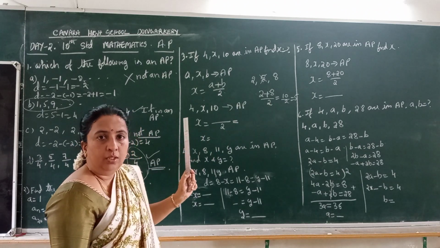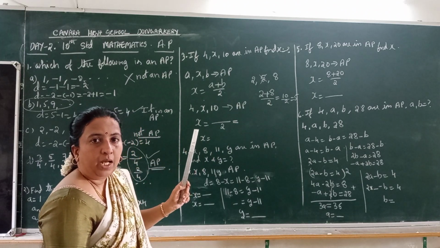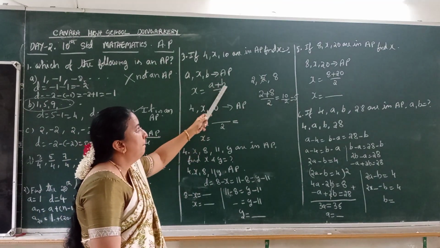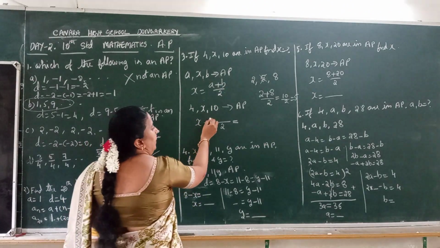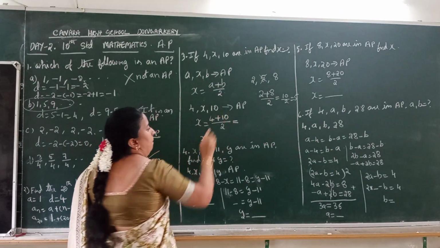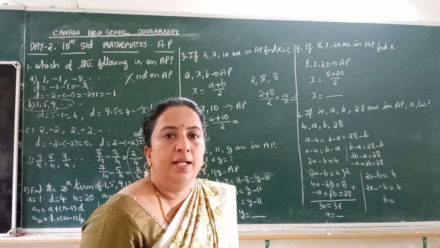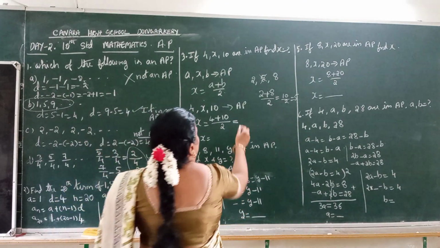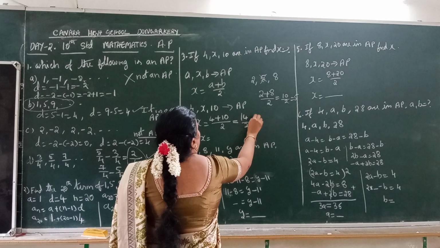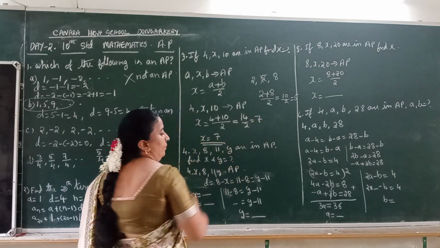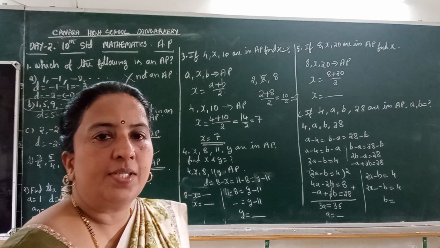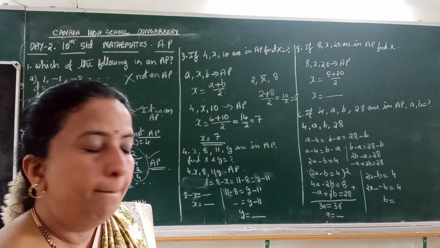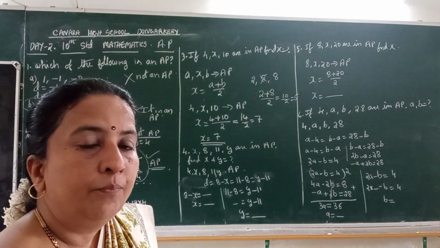x is equal to, I hope you are all writing, first term plus last term. What I have to add? 4 plus 10. 4 plus 10 is 14. 14 divided by 2 is 7. Therefore, x is equal to how much? x is equal to 7. Is everyone understood this sum? Next.